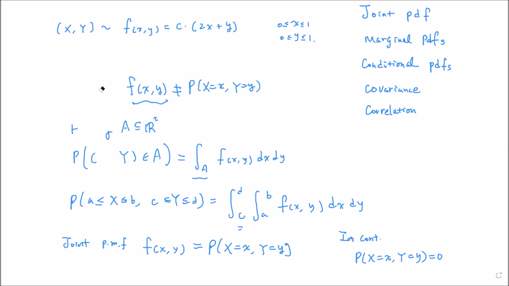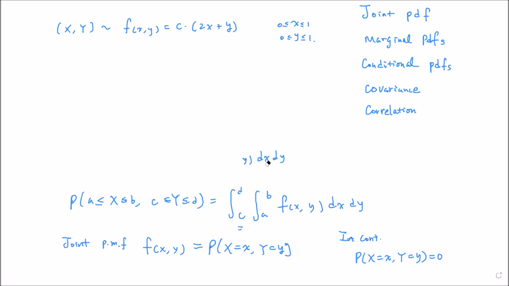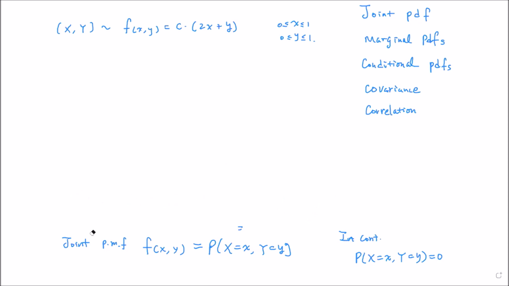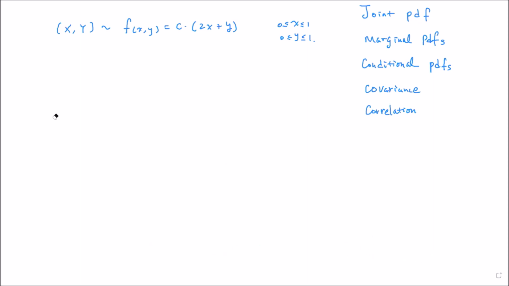All right, so let's look at this example. We have a joint PDF, f of x, y equals c times 2x plus y, where x is greater than or equal to 0, y is greater than or equal to 0, both less than or equal to 1. So the region is a square. It's a rectangular shape, and the problem gets easier. Okay, so the first task is to find little c.